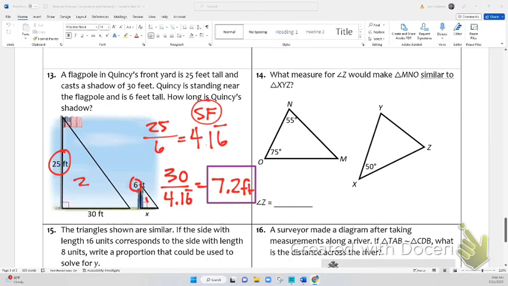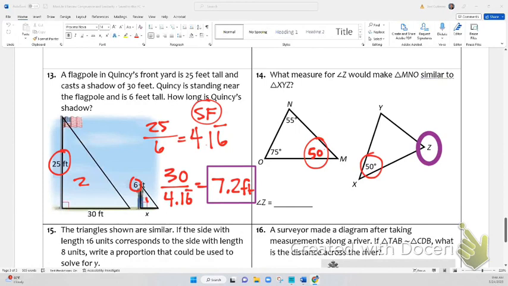Sorry, Wi-Fi disconnected. For number 14, it says, what measure for angle Z would make MNO similar to XYZ? If you look at MNO, they already give us two angle measures, the 75 and the 55. In order for them to be similar, the three angle measures have to be the same. So we know that this part here is 50 degrees. How do I know that? Because if you add 75 plus 55 and subtract that from 180, that last one has to be a 50. You'll notice this one matches up with this one.